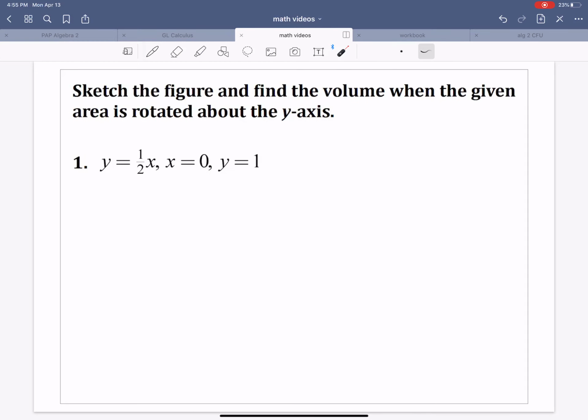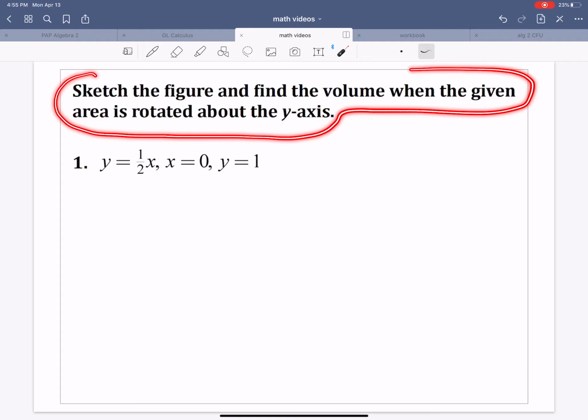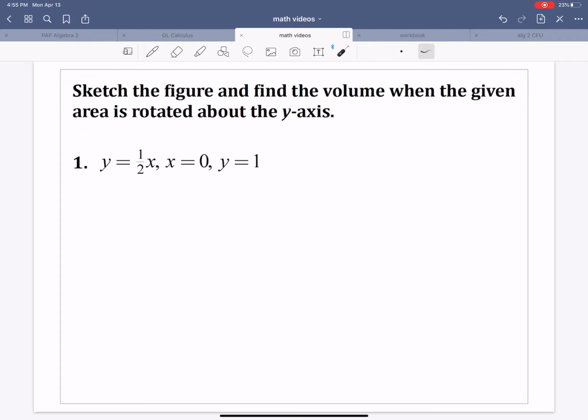So same directions as what we would have had in the rotations over the x-axis, but if you're brand new for this lesson, here you go. You'll be asked to sketch the figure and find the volume when the given area is rotated about the y-axis. Every problem we're going to do today, and we're going to do 4 problems, is going to be created by rotating an area over the y-axis.